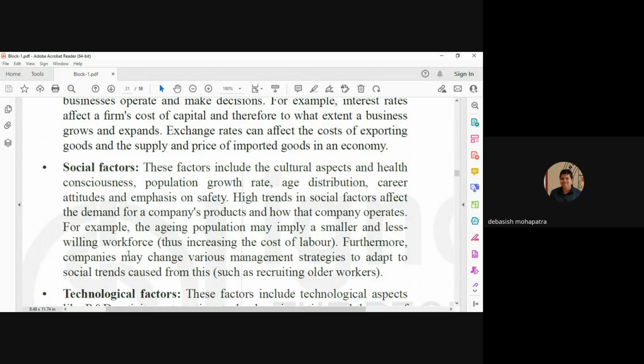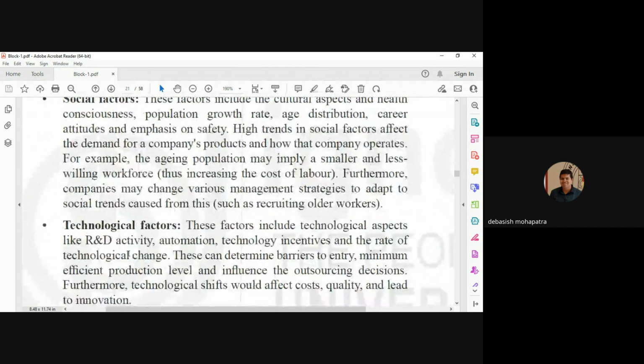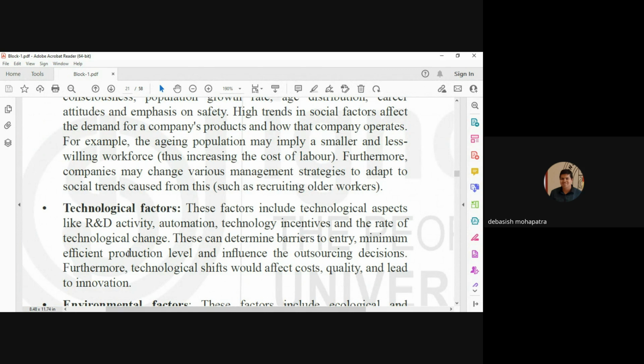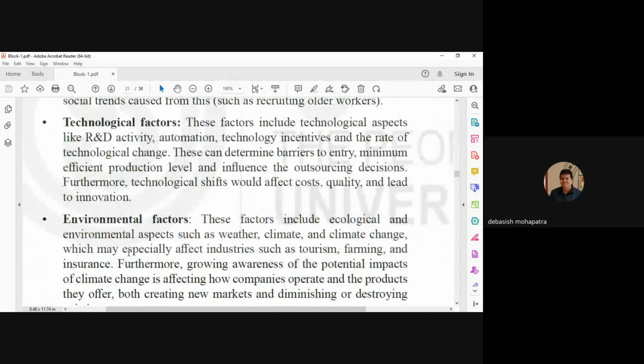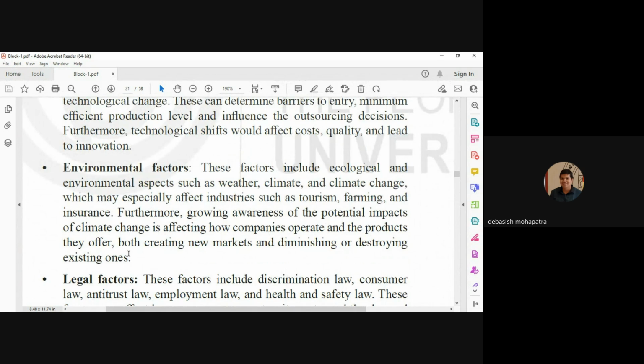Then social factors. These factors include the cultural aspect and health consciousness, population growth rate, age distribution, career attitudes, and emphasis on safety. Technological factors. These factors include technological aspects like R&D activity, automation, technology incentives, and the rate of technological change. Then environmental factors include ecology and environmental aspects such as weather, climate, and climate change, which may especially affect industries such as tourism, farming, and insurance.